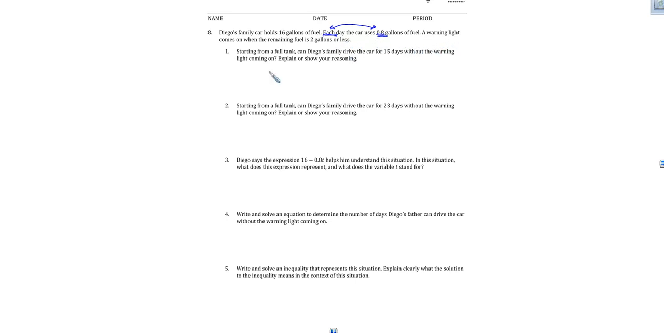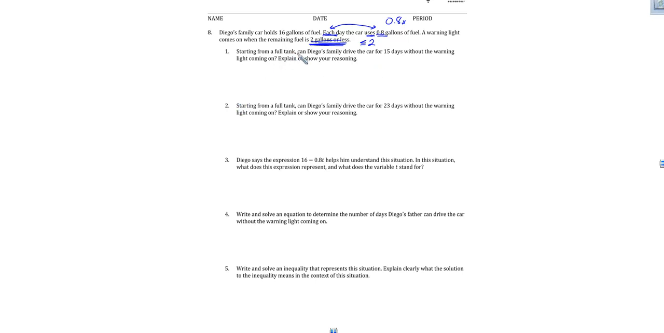A warning light comes on when the remaining fuel is 2 gallons or less. Okay, so 2 gallons or less means that you are less than or equal to 2. So we're looking for those two things. We're looking for a 0.8 multiplied by a variable type deal and staying under 2, starting at 16. And since you're using the gas, that's like a takeaway type thing.